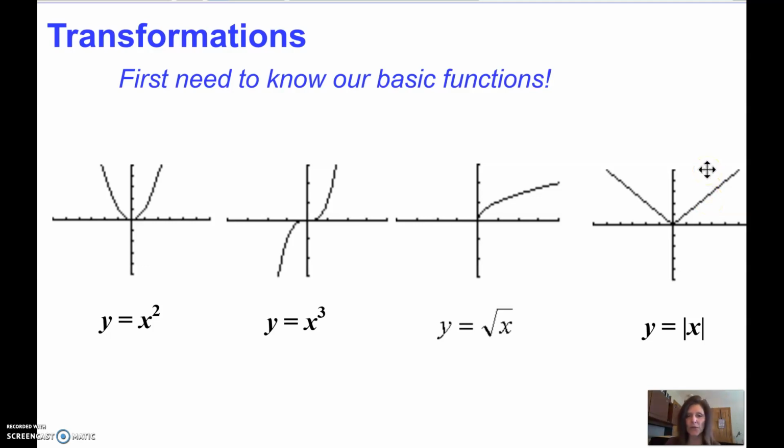If you can get those four in your head and a few rules for transformations, you'll be able to quickly sketch graphs without having to plot points, do calculations, or even grab the calculator. Let's take a look at the rules.